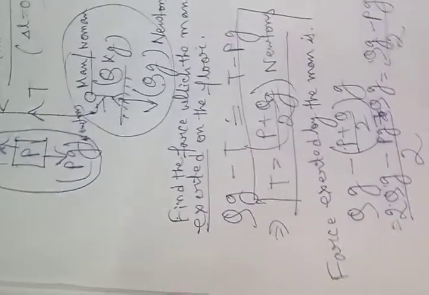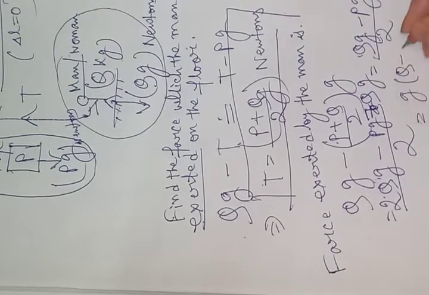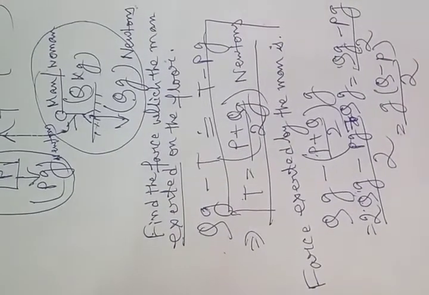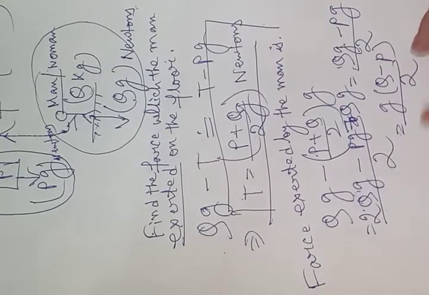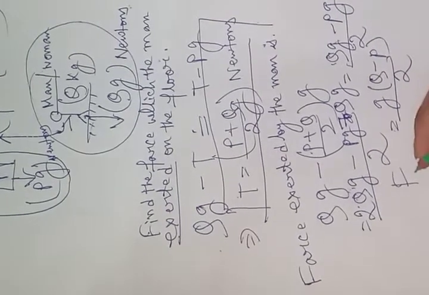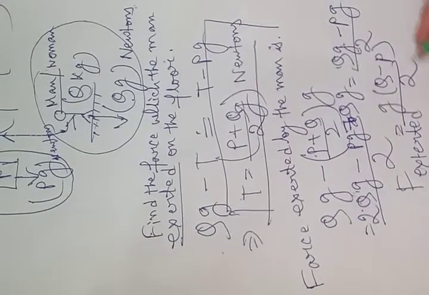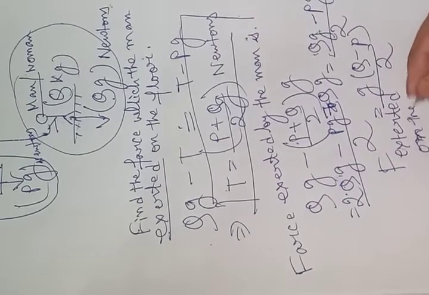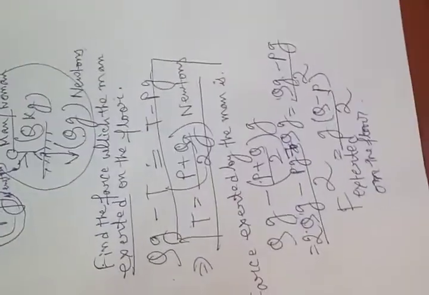This is the force, guys. And if you take G common, G common, (Q minus P) divided by 2. This is the force exerted by the man on the floor. So hope, guys, you understand it clearly.